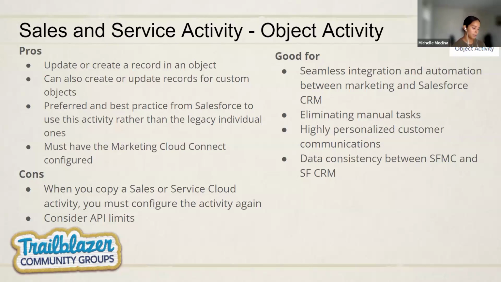So the object activity, right, it's good for this seamless integration and automation between Marketing Cloud and Salesforce CRM. You can eliminate manual tasks that your service team or sales team typically has to do, but with these activities, you're able to just automate those tasks. And then you can also have these highly personalized customer communications, right? You have data consistency between Marketing Cloud and Salesforce. You have the data coming from Salesforce, so you're able to have that personalized customer communication.